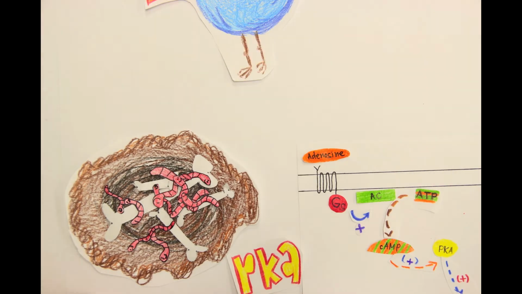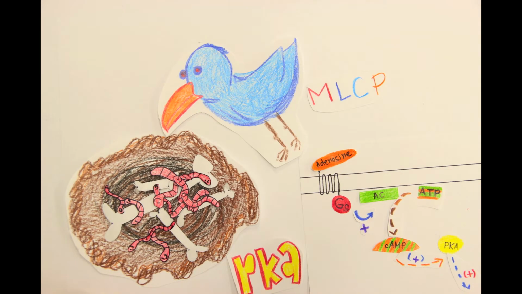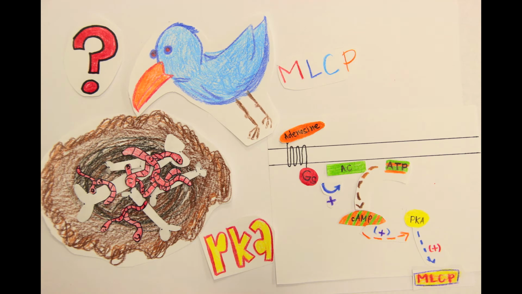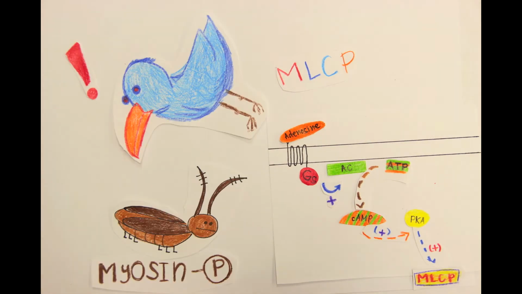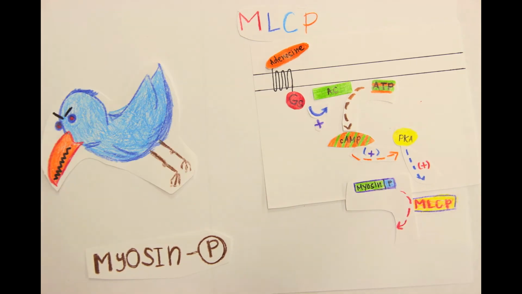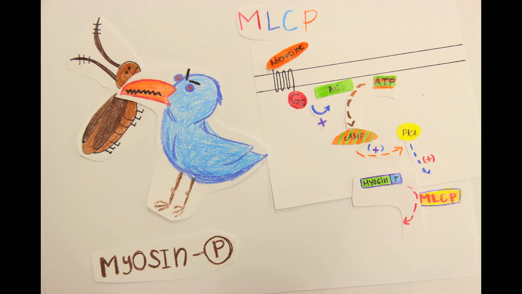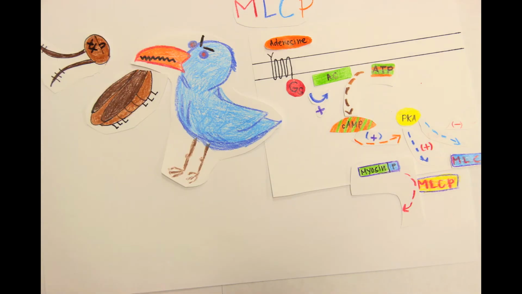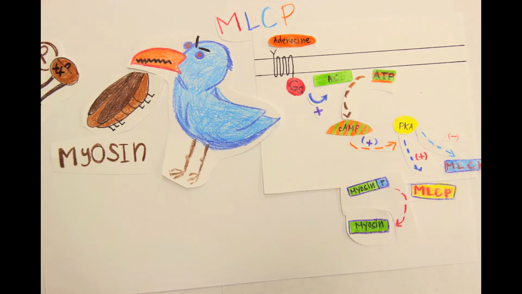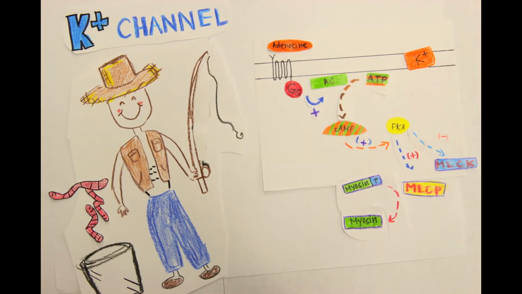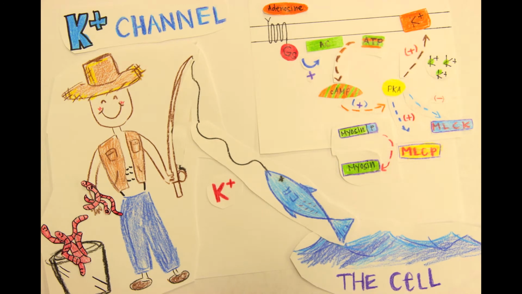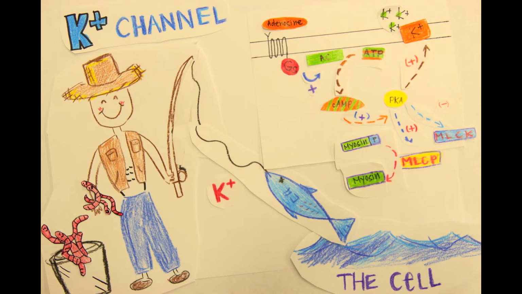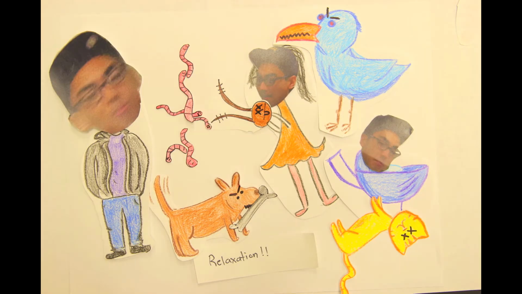PKA then activates myosin light chain phosphatase. But MLCP is not interested in the PKA anymore and is actually interested in the myosin P. Myosin P is then unfortunately just myosin. But PKA still has a job to do and activates the potassium channel, which allows more potassium ions to leave the cell. This concludes the GS transduction pathway, which causes relaxation.